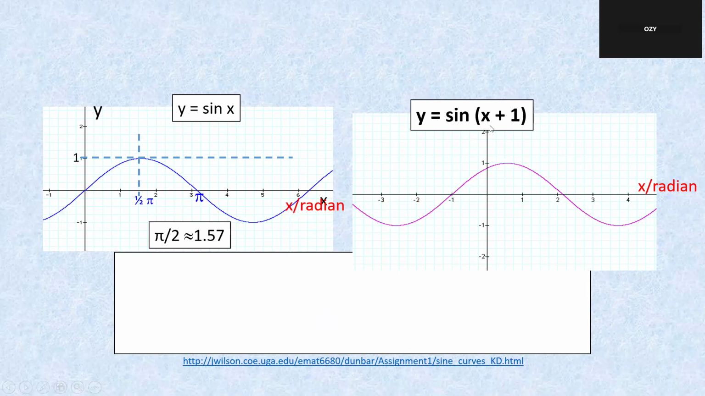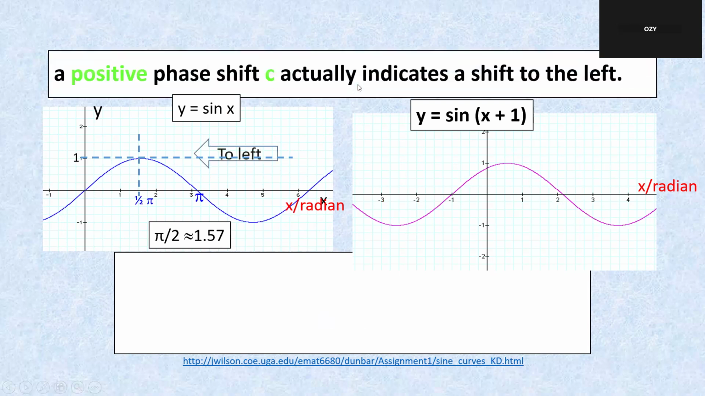If we add 1 to here, then we are basically shifting it to the left. Negative 1, to the left. A positive phase shift of C actually indicates a shift to the left. That's your C. Shift it to the left, minus 1.